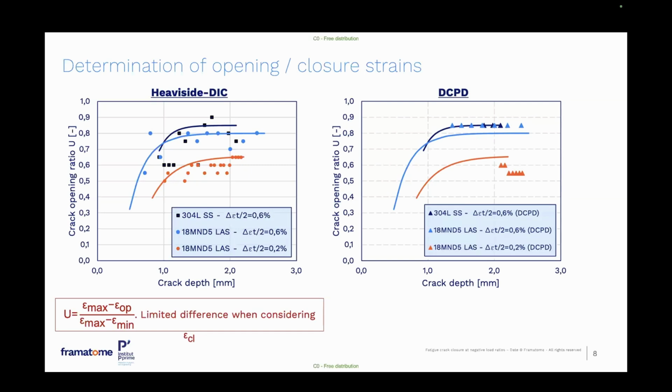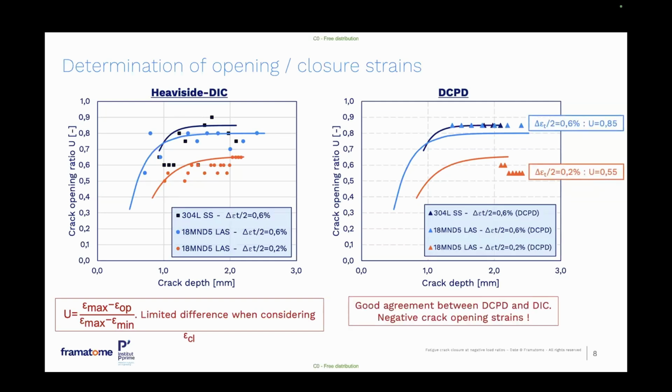Here you have the mean curves obtained by the H-DIC technique, and here the points corresponding with the closure strain determined by the potential measurements. So we have quite a good agreement between these two techniques. And again, since in that case, especially the stabilized value is higher than 0.5, that means that crack opening and closing take place for a negative value of the applied strain.